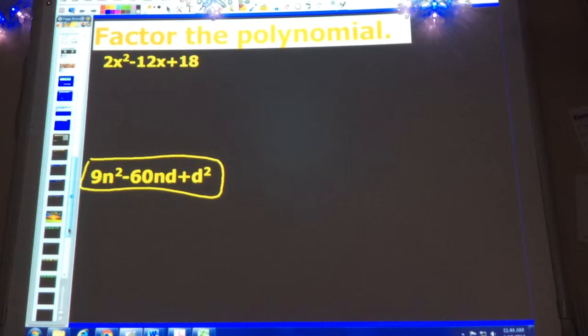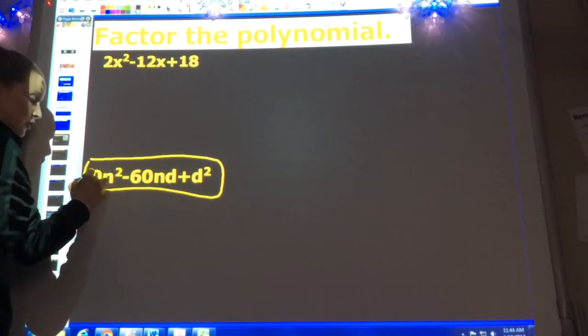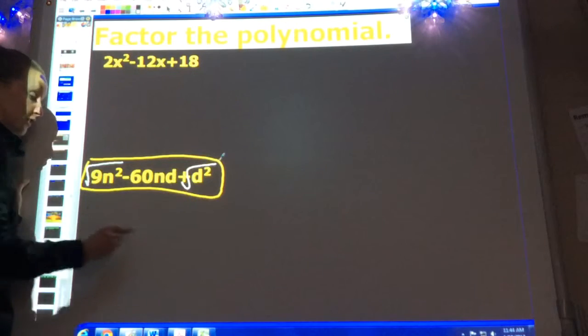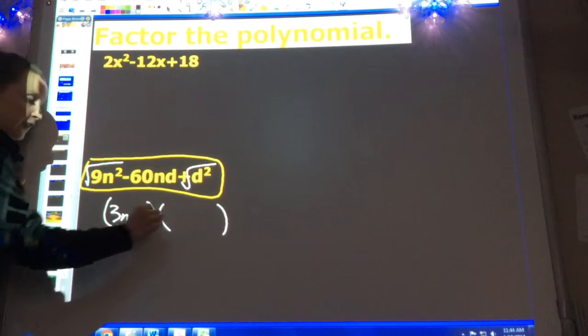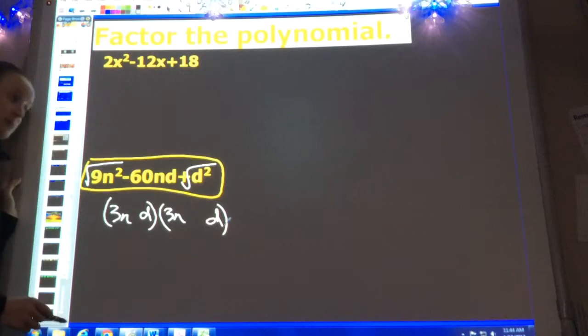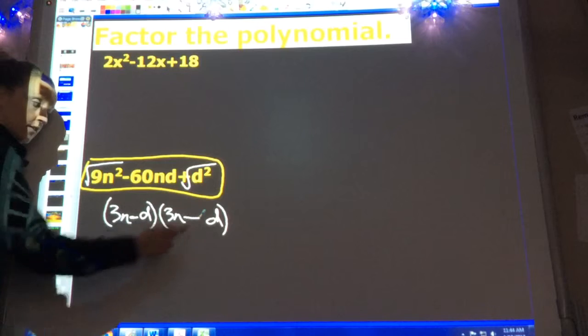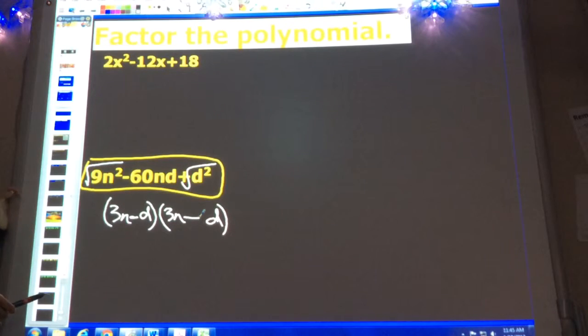Let's take a look. Can we take anything out of all of them, you guys? No. So then it's not difference of squares because it's 3 terms. So we take the square root of the first and the last. What do we get for our first term? 3n. Very good. What do we get for our last term? D. And what are our symbols? How do you know they're both minus? Because the middle term is negative. Great job.